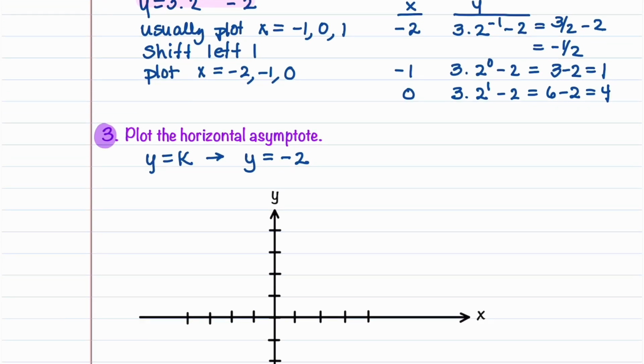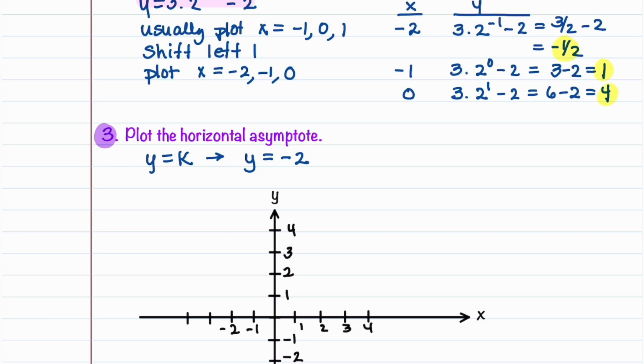Before we graph our horizontal asymptote, I think it's helpful to think about what scale we want on our graph. Notice in the values that we just calculated, y is -1/2, 1, and 4. And that would definitely fit in with our graph if we make each tick mark 1 unit. So let's go ahead and do some labeling. This will be -2, -1, 1, 2, 3, and 4. And then we'll do the same thing, 1, 2, 3, and 4, and then maybe a -1, -2.